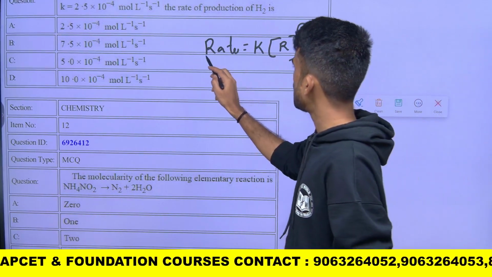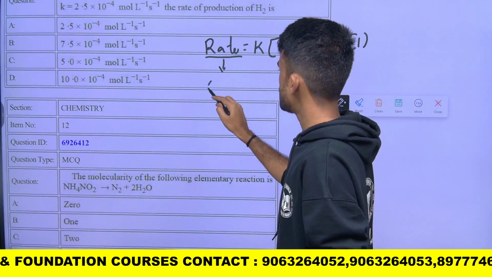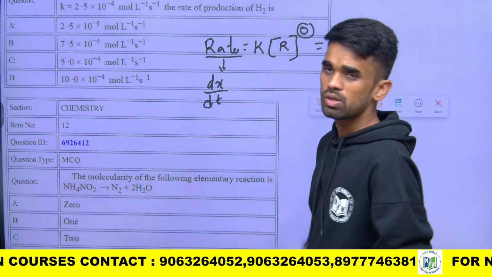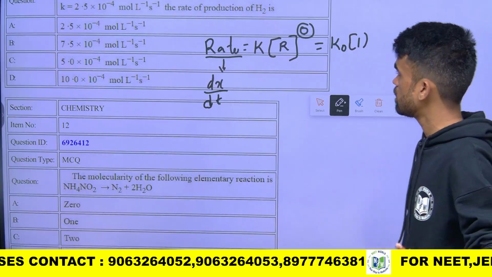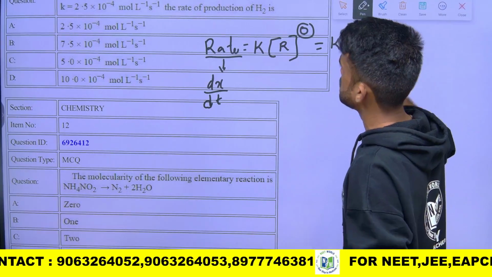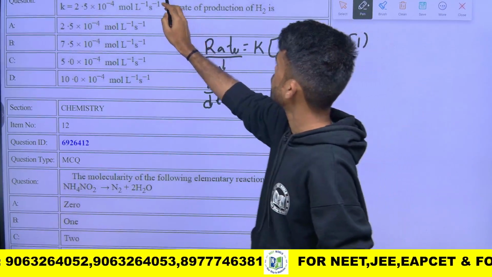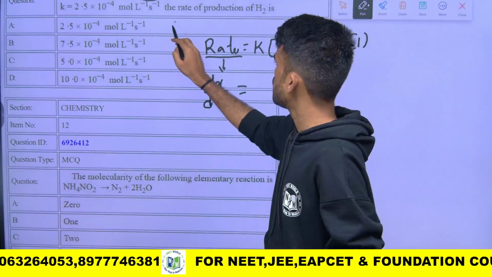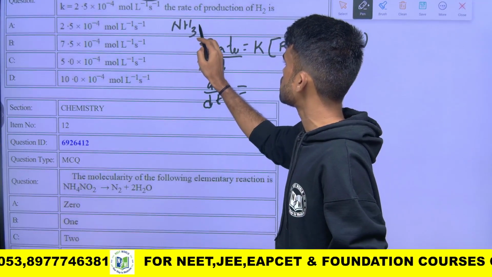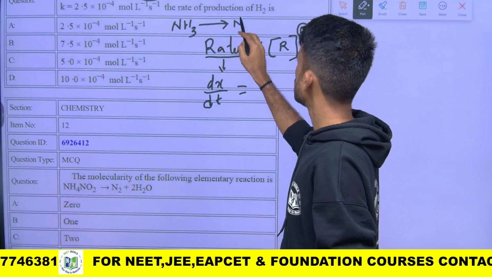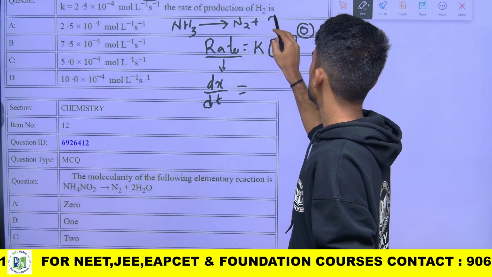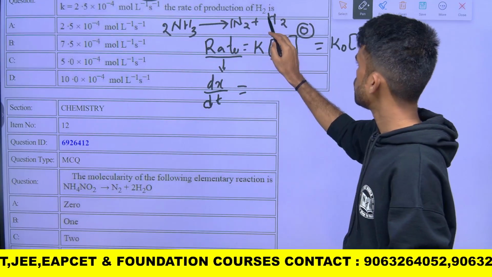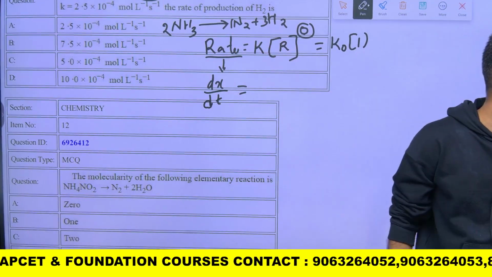So rate I can write. Rate means change in concentration with time, so dx by dt I am writing. Up to here it is clear now. One more thing we can do here is, what they are asking is ammonia decomposition. So what is the equation for ammonia decomposition? A balanced equation should be written here. So N2 plus H2. Balance these. Here you can take 1, here you can take 3. Therefore this will be balanced now.